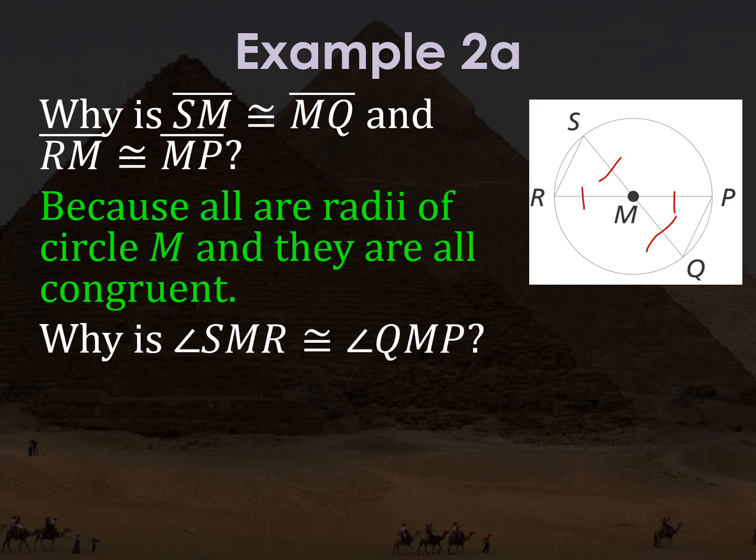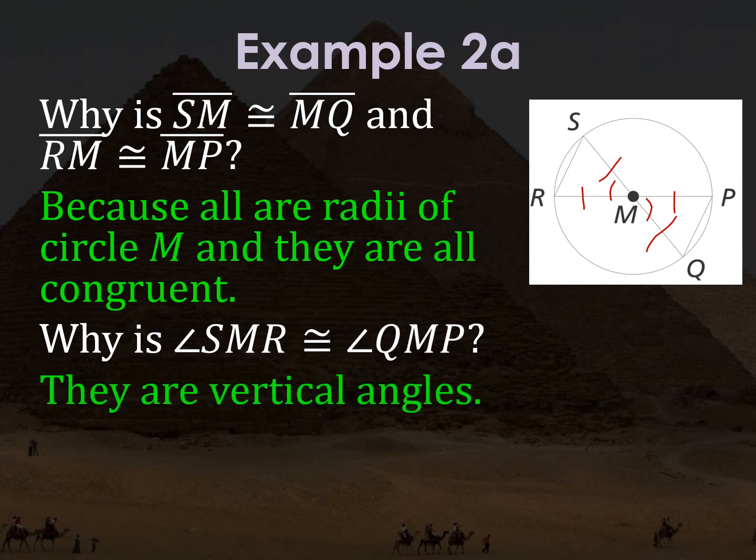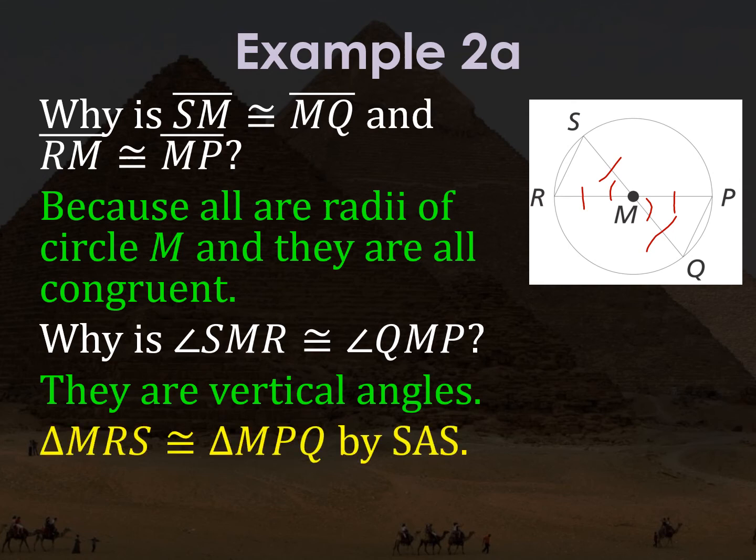So finally, we want to find an angle. Why are angles SMR and QMP congruent? What kind of angles are they? Well, they are vertical angles. Therefore, we have two pairs of sides, SM and MQ, RM and MP, and we have the congruent angle in between them, angles SMR and QMP. Therefore, triangles MRS and MPQ are congruent.